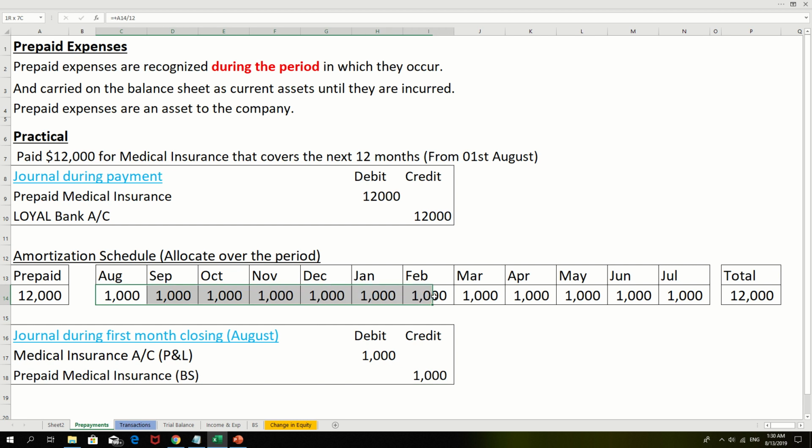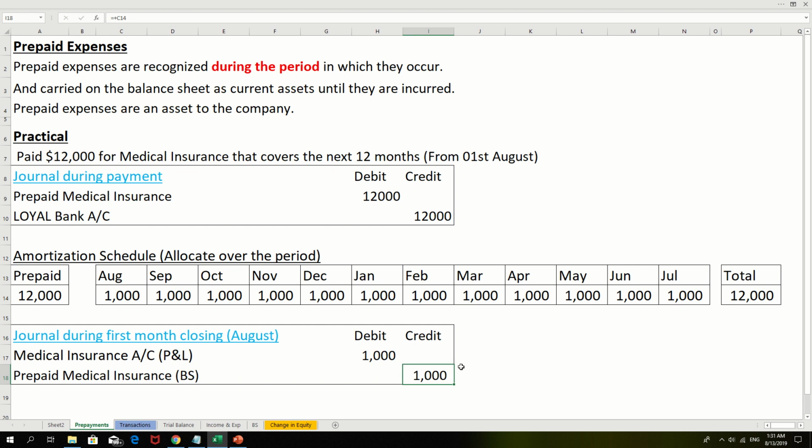So we will do the same until the end of July, which is the end of the contract of medical insurance, and the whole 12,000 will be credited. So the debit 12,000 and credit 12,000 will make our prepaid medical insurance 0, and then we have to get a new medical insurance contract.